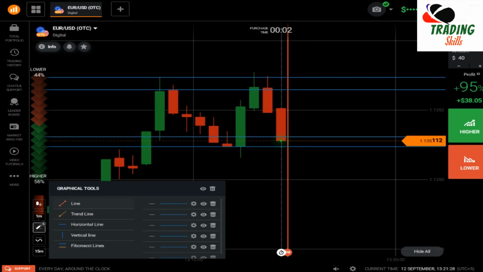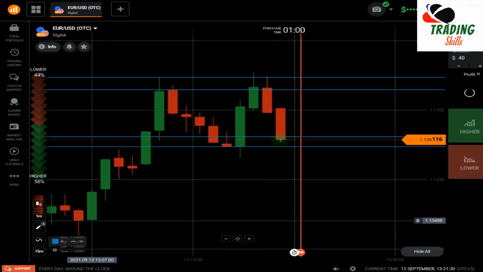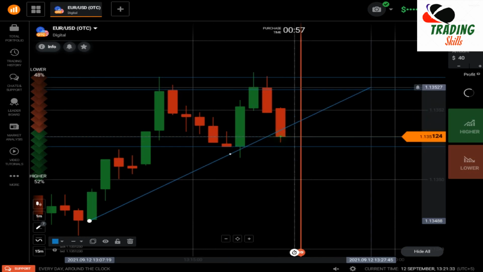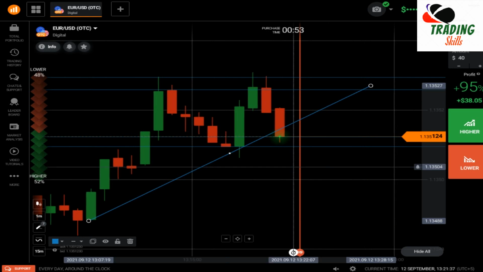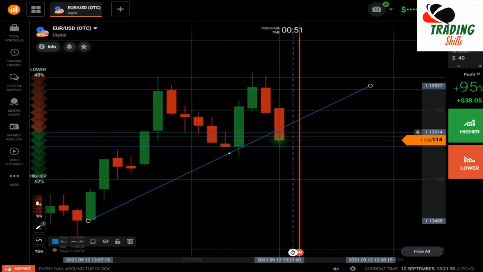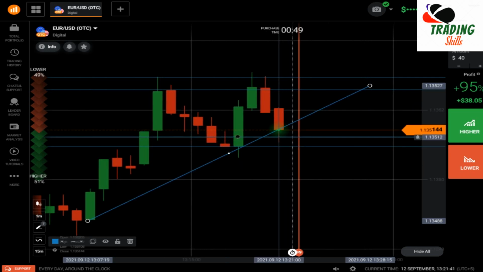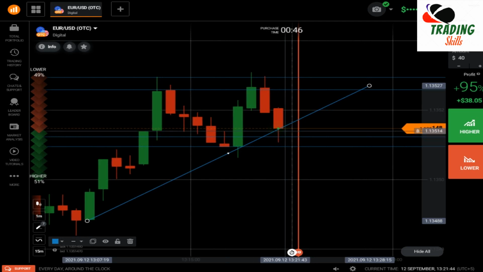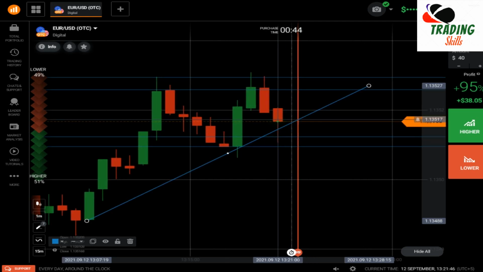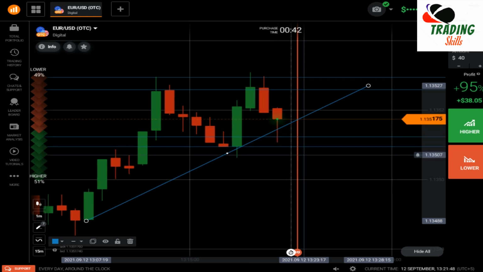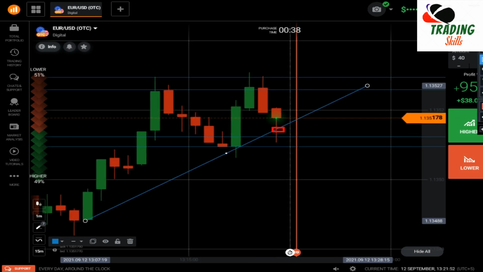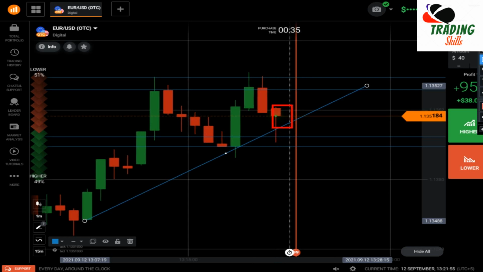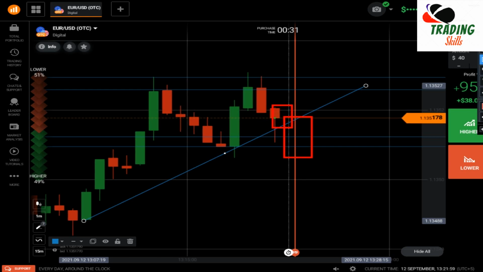So now what I need to do, okay, this is the level. Now again what I am seeing here, you can see a buyer's rejection. Rejection from the buyers. So if the candle closes here the next candle will go up from this zone, otherwise the next candle will also come down. So let's see.